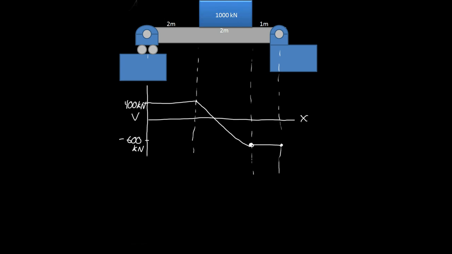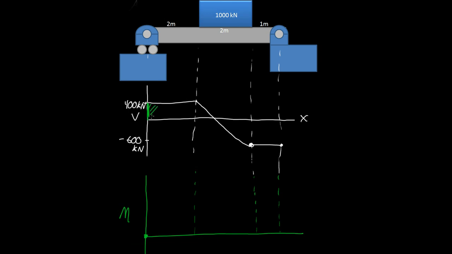And let's use green. So moment, and this is our X. Let's just put in our points. And remember, the moment is the integration of the shear diagram, or the shear force versus the distance. So right here there's no area, and remember, the moment is just the area under the line. And right there there's no area, so this is zero.